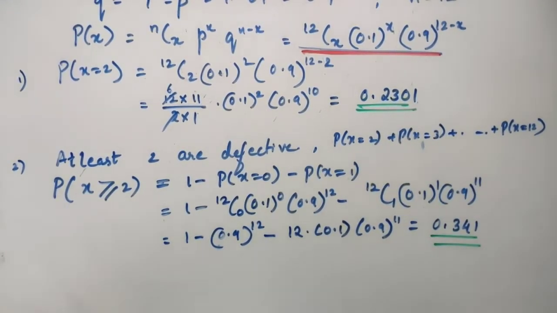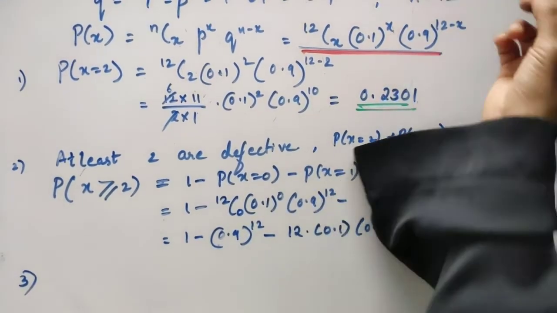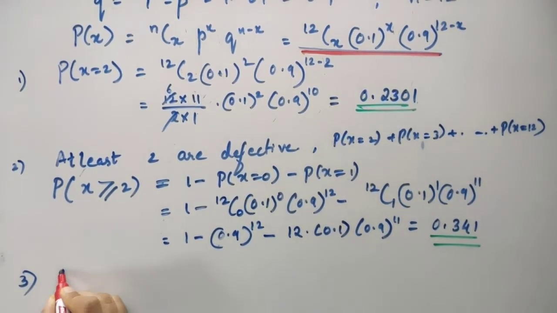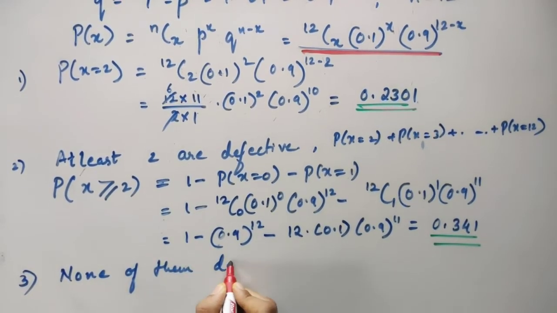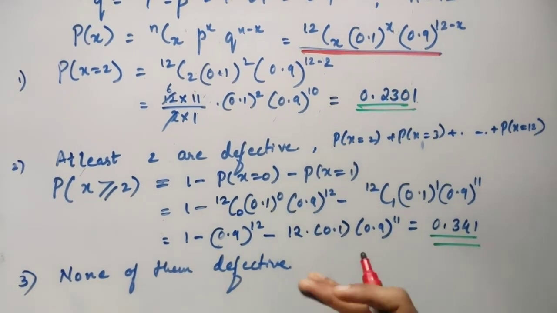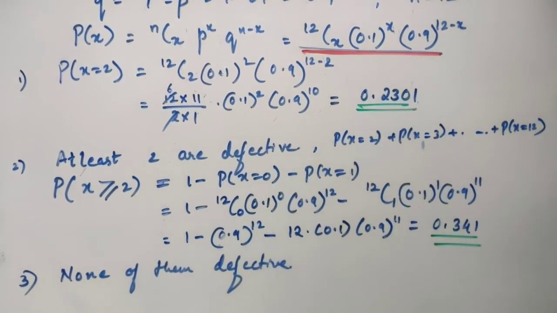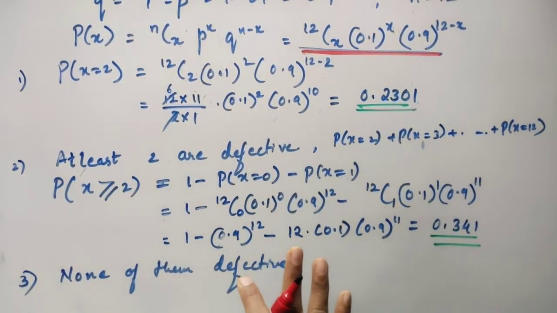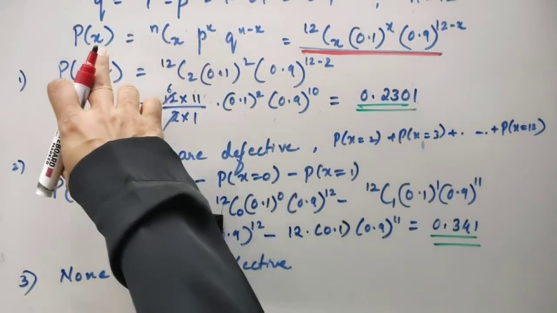Okay, next one. The last one that we have to evaluate is none of them are defective, means P of x is equal to 0. That itself we have to work for. None of them defective. Or if they ask you P of 8, 8 pens are defective, 4 pens are defective, at least 4 pens are defective, you are just going to construct your binomial distribution function P of x.